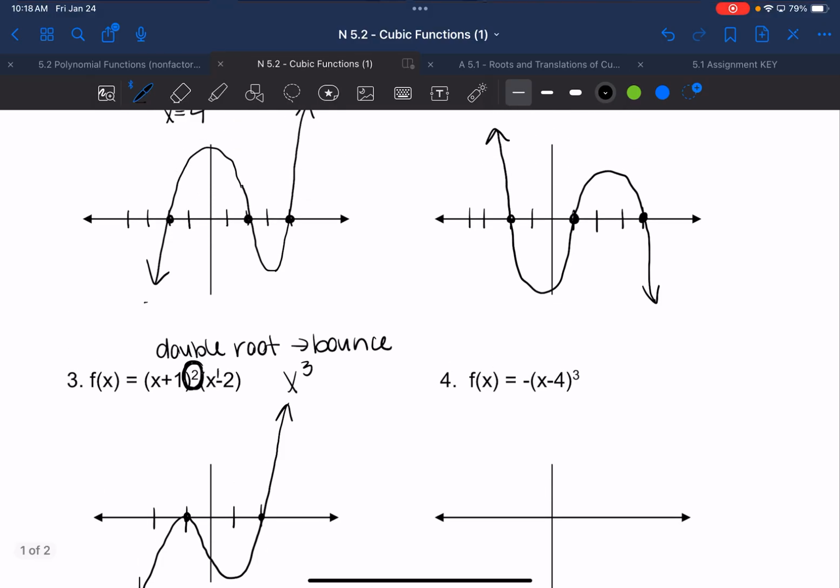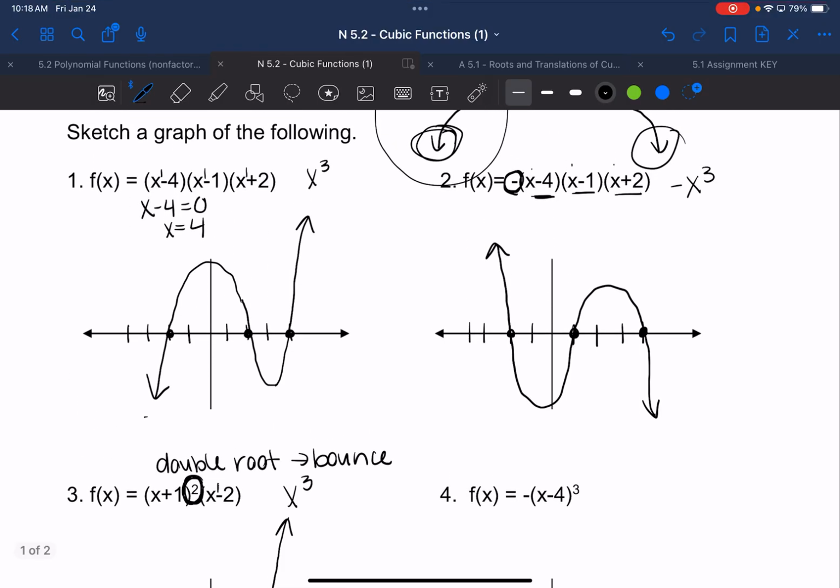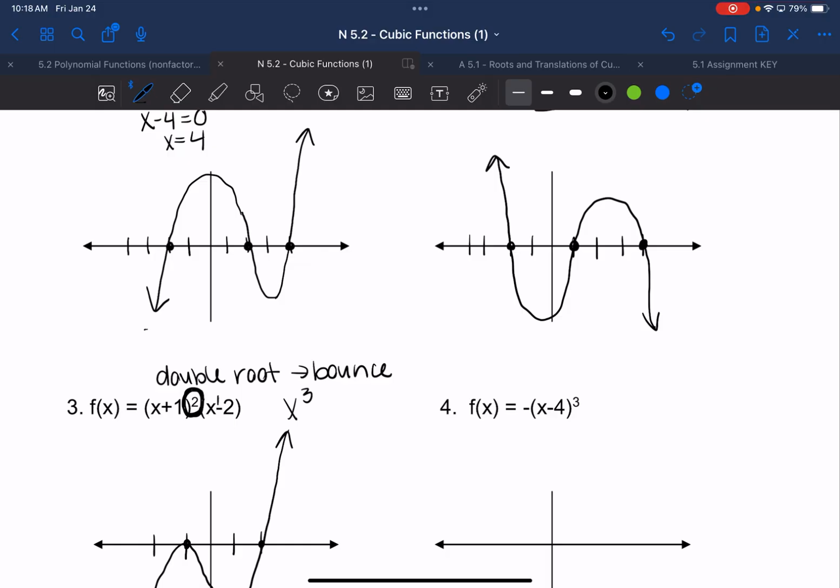For any of these that we've seen so far, there's just an understood exponent of 1. All of these that we saw before just had an exponent of 1. So if your exponent is 1, this just means you cross through the x-axis like normal. But if you have a square, or really any even exponent, 2, 4, like if we had one of our quartics, you have a bounce. So even number, you bounce.